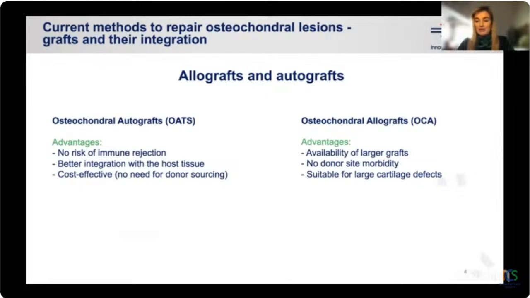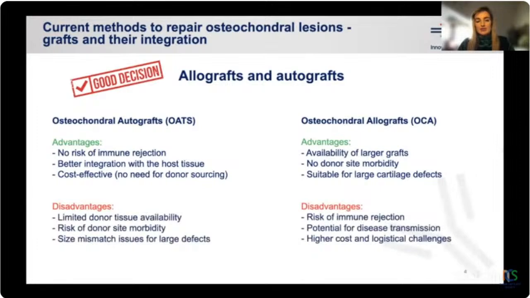First of all, I want to thank Dr. Rahul for a very informative talk on OATS. It was very interesting for me as a basic researcher, but we do know that allografts and autografts are one of the best options used by clinicians and orthopedic surgeons, because these methods have a lot of advantages. For example, autografts have no risk of immune rejection, good integration, and are cost-effective, while allografts are available for larger grafts, have no donor site morbidity, and are suitable for large cartilage defects. However, these grafts also have some disadvantages.